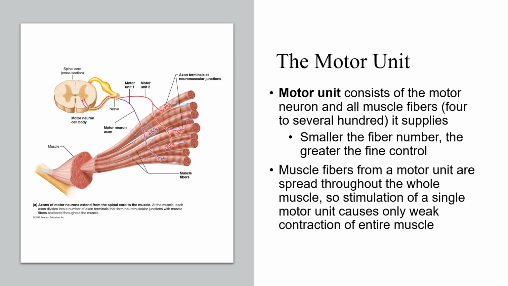Now, the motor unit is going to be spread throughout the entire muscle so that you can have simultaneous contraction, okay? If you have a single motor unit that is stimulated, it'll cause a weak contraction of the entire muscle.